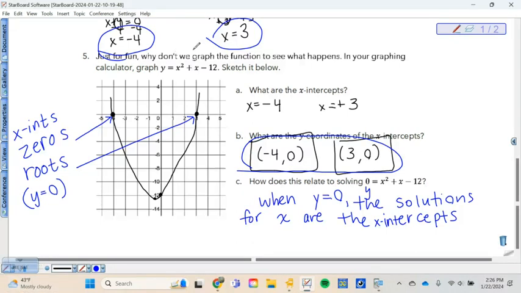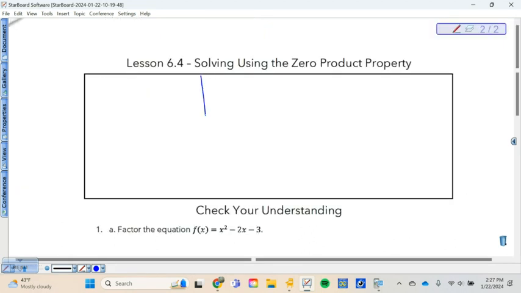Okay, so our factored form will tell us where our x-intercepts are. Right. Let's flip over to the other side then. Let's split this into 3 parts. Okay, and we have what's called the zero product property.